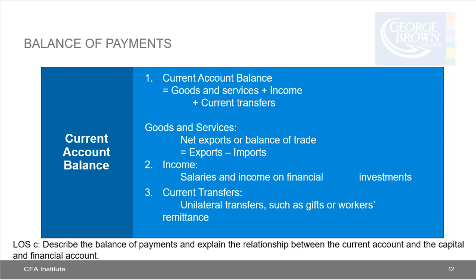A positive current account balance is called a current account surplus. A negative current account balance is called a current account deficit. For most countries, net exports represent a larger amount than the sum of the income and current transfer subaccounts. In other words, the trade balance trend tends to dominate the current account balance. So countries that have a trade surplus because they export more than they import tend to have a current account surplus. And countries that have a trade deficit because they import more than they export tend to have a current account deficit.